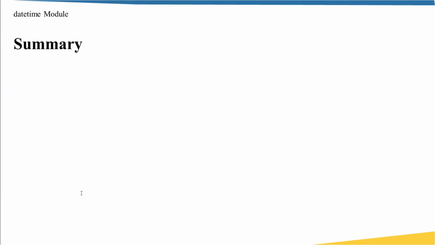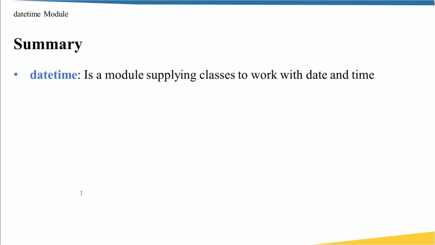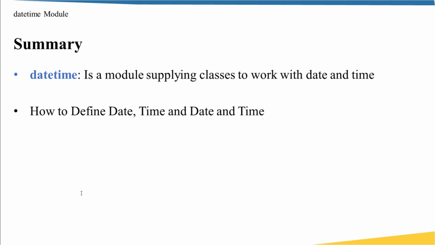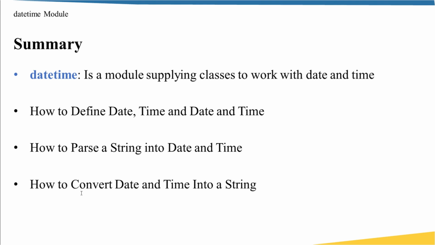Now let me summarize what we have learned in this lecture. First of all, the datetime module has been introduced as a module supplying classes and functions to work with date and time. Then we started to use datetime classes in order to define date, time, and datetime objects. Once we are able to get these objects, we saw how we can parse a string into date and time. In other words, how we can convert a string object into date and time. After that, we saw how we can convert date and time into a string, which means a formatted string. And for these two ideas, we know that we can specify the exact format that we want using some standard symbols. You can get access to them by seeing the link provided in the appendix.